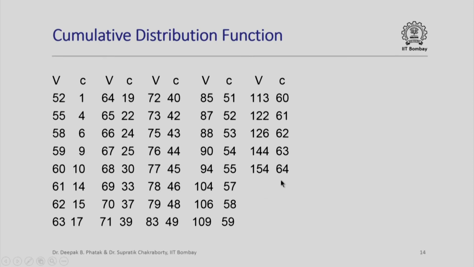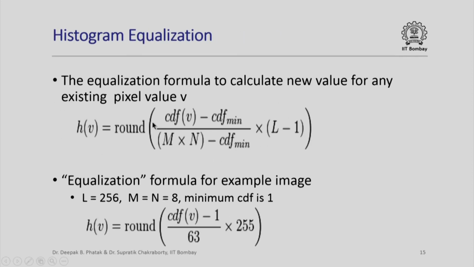will all have the number 64, because there are 64 pixels less than the next value. Here is the histogram equalization formula. Looks complex, isn't it? H of v, if v is a value of an existing pixel, then h of v is given by the rounded value of (CDF v minus CDF min) divided by (M times N minus CDF min), multiplied by L minus 1.